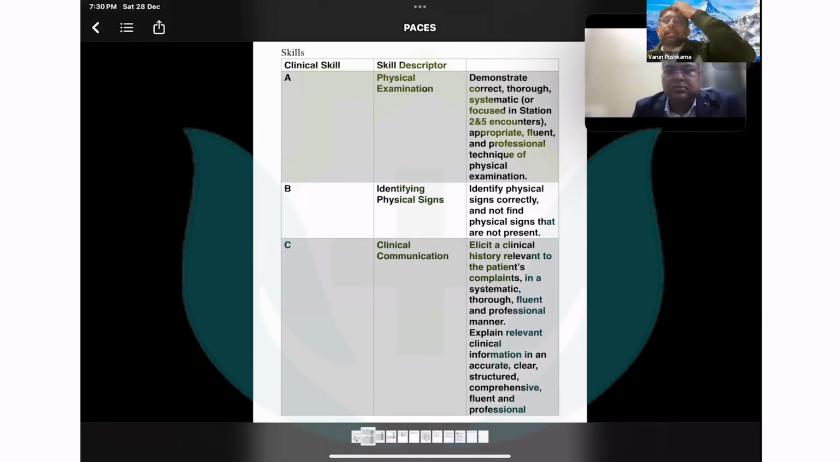So the basic skills that will be assessed are actually 7 in number. It is actually given to the examiners from A to G. So A is the physical examination that you do. You have to demonstrate the correct method. So if you're auscultating the chest, you have to auscultate at 9 points.